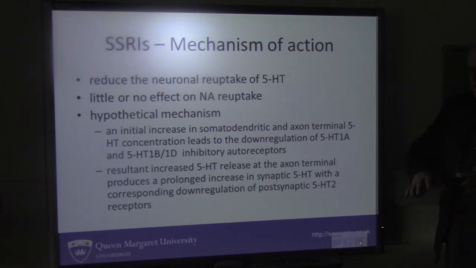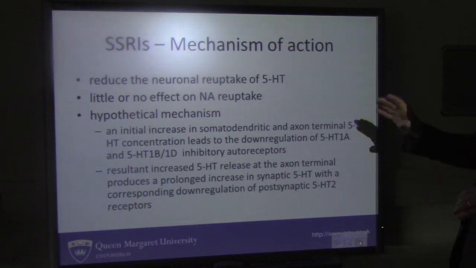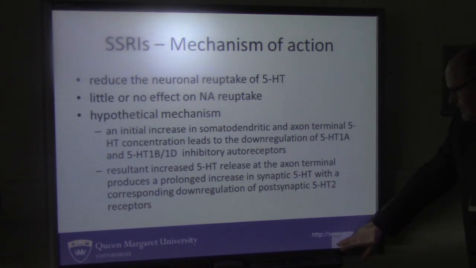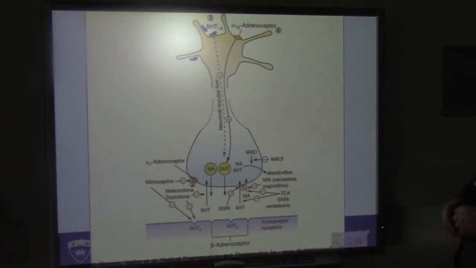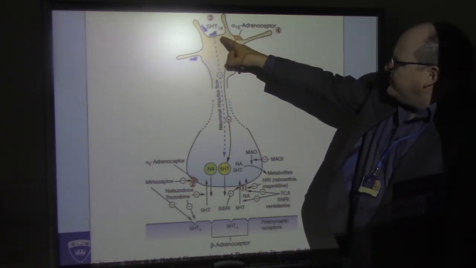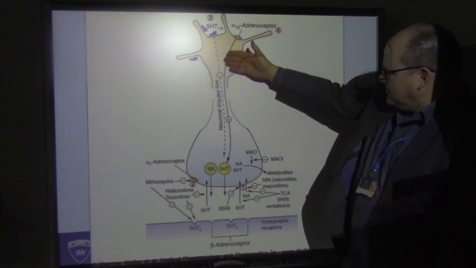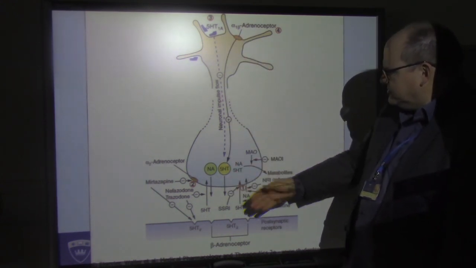Now the idea is that you'll get an initial increase in 5-HT concentration, and that leads to the downregulation of what they call the autoreceptors. Now the autoreceptors, we'll go back one, the autoreceptors are found up here. Now when they're activated, you will get a reduction down here and a reduction in release.